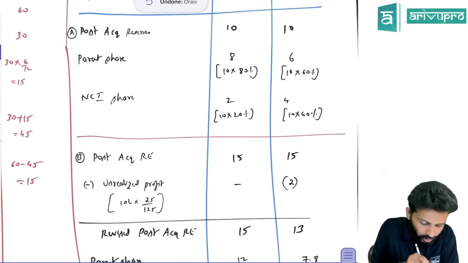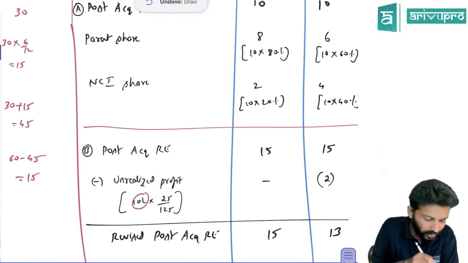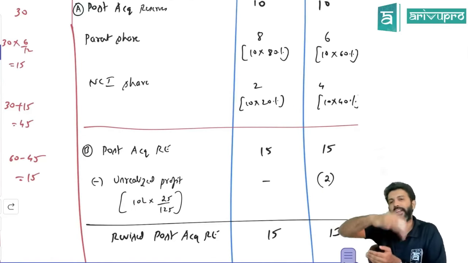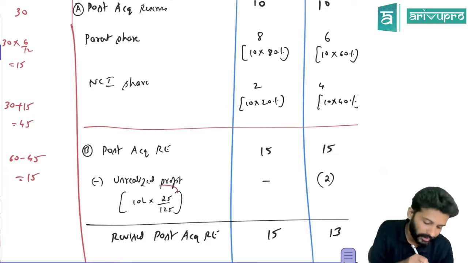Unrealized profit you need to eliminate. No need to prepare a separate working note. You can simply show like this. 10 lakh is the selling price. If 125 is the selling price, means profit is 25. If 10 lakh is the selling price, how much is the profit? Like that we can calculate it.